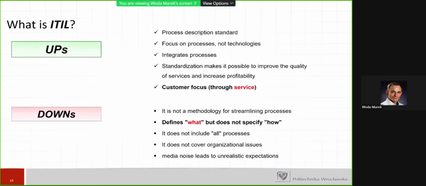And there are some ups and downs of ITIL. As I mentioned, ITIL is not like the ISO, the International Organization for Standardization standards, which have to be met to the full extent to get some kind of badge. You can simply pick what you want from it, and that also makes it a little bit vague for a number of companies.